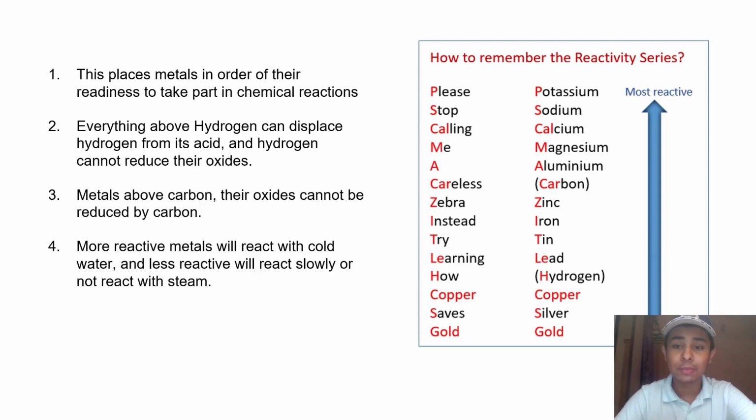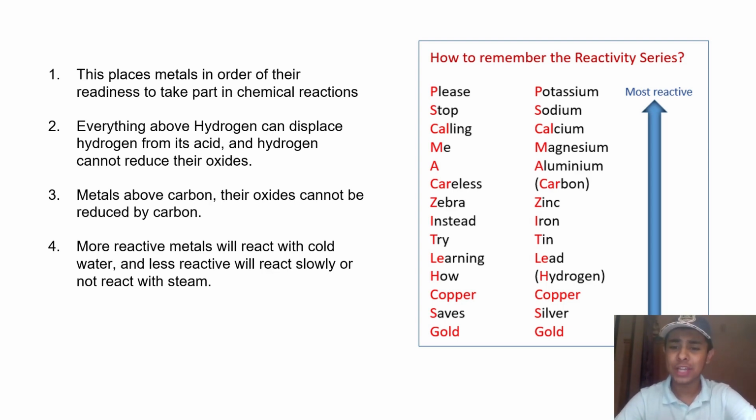Now, coming to some of the most important points that we need to remember from this reactivity series. As you already know, the metals in a reactivity series are arranged in terms of the reactivity and the readiness with which they take part in chemical reactions. So all the metals above hydrogen can displace hydrogen from its acid. For example, potassium plus hydrochloric acid, which is HCl. The result of this reaction will be potassium chloride and hydrogen.